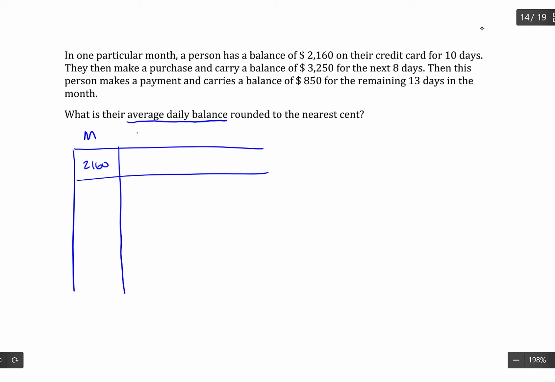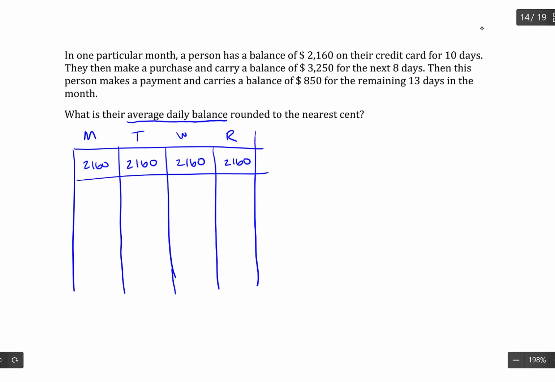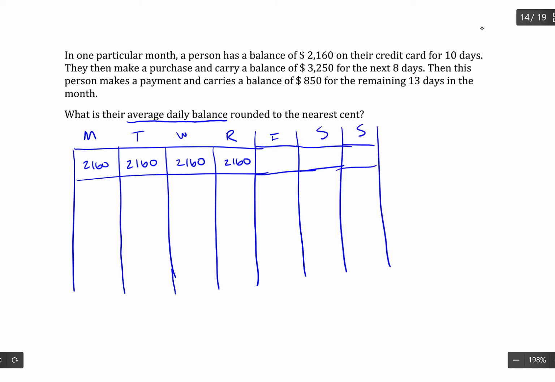There's $2,160 in your account on that day. And then Tuesday, there's still $2,160 in there. And then Wednesday, there's still $2,160 in there. Then Thursday comes along, and that's still the case. Friday, Saturday, and Sunday. All right, so this happens for 10 days. So this will be 4, 5, 6, 7, 8, 9, 10.